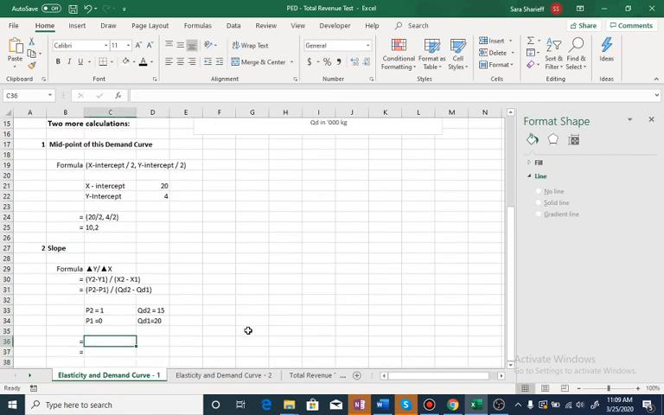So let's plug these values in the formula. P2, that is 1, minus P1, 0, divided by Q2 minus Q1, 15 minus 20. This is equal to 1 divided by minus 5, which is negative 0.2. So this is the slope of your demand curve.